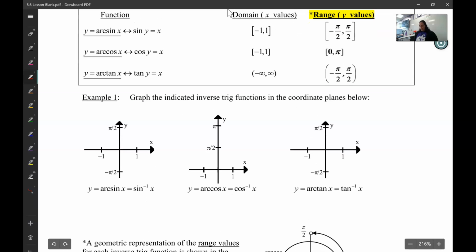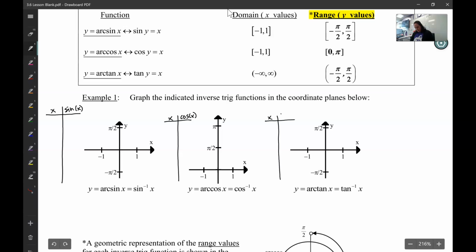So let's go through and graph these trig functions so we can see what the domain restriction looks like and what the graph of these inverse trig functions looks like. To do that, what I'm going to have you do is fill in these tables. Do these first. So I want your x values to be this. And then, let's see, this one.